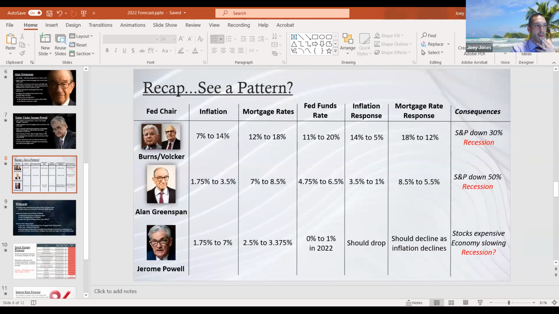Okay, so this is just kind of a recap here showing Burns and Volcker, inflation doubled; Greenspan, inflation went up; Powell, inflation went up. Where were rates at the time? I'm going to leave this on there for a second, just so everybody can see it. Kind of what happened, where the Fed funds rate was. It's a lot of data, but recession shows up in every single one of these. It's kind of inevitable. It's a market cycle.